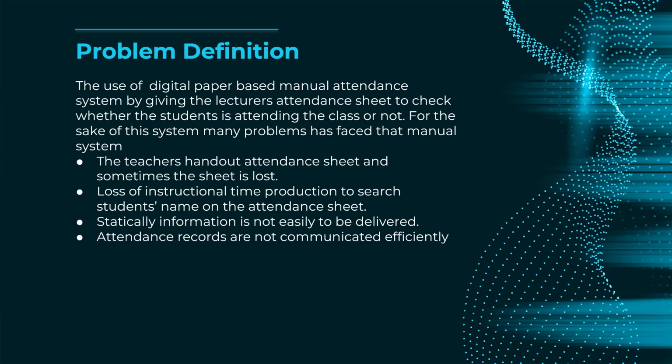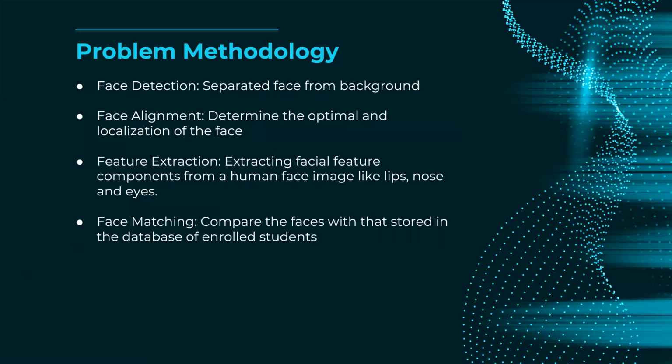Also, it can reduce a lot of instructional time to search for student names on the attendance sheet. Statistical information is not easy to deliver. Attendance records are not communicated efficiently either. Next we have the problem methodology. The system's primary goal is to offer an automated system that is convenient, dependable, and free from the disruption and time loss found in more conventional attendance systems.